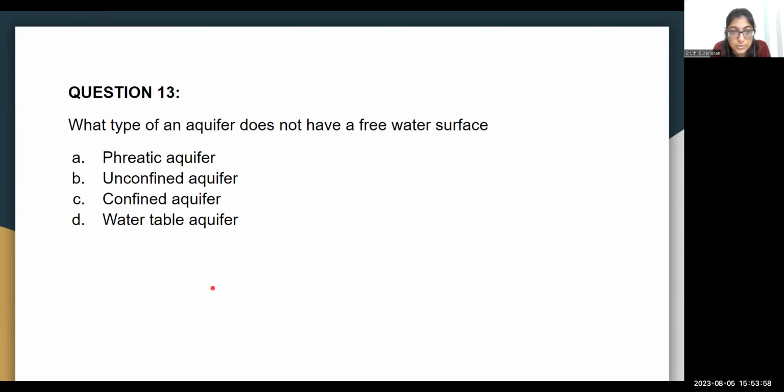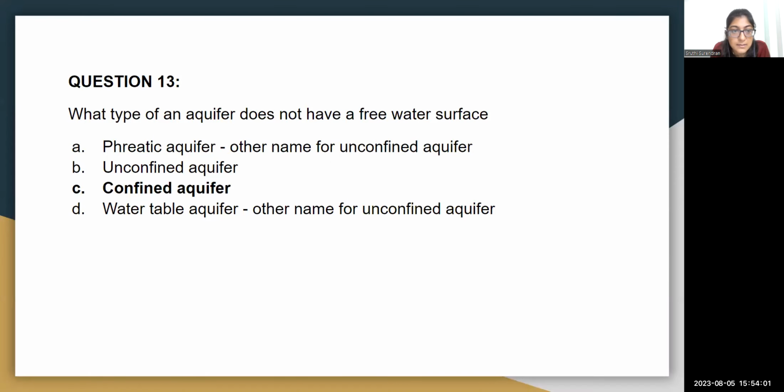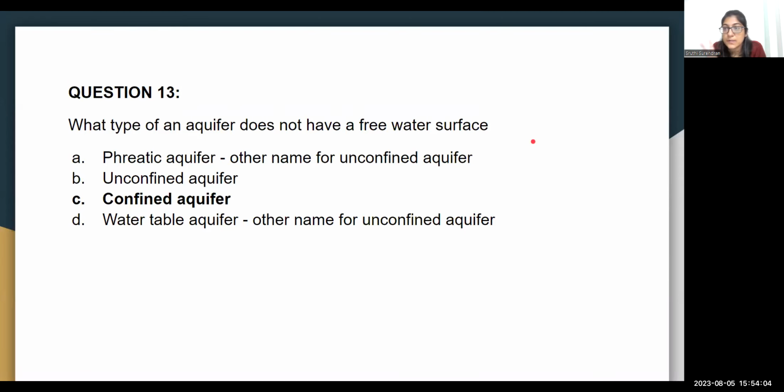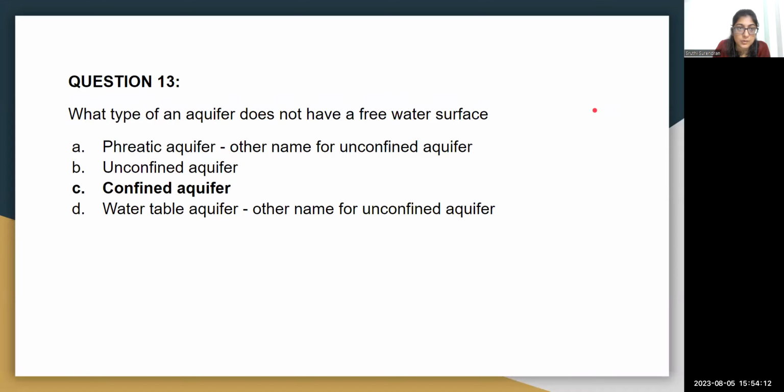Okay, so let's move on to the solution. Yes, the answer is confined aquifer. Aquifers are of two types, confined and unconfined aquifer. Confined aquifer is when the aquifer is sandwiched between two impermeable layers. Say consider there's one clay layer on top and a clay layer on bottom, and in between, if you have an aquifer which is confined between these two impermeable formations, it is called confined aquifer.